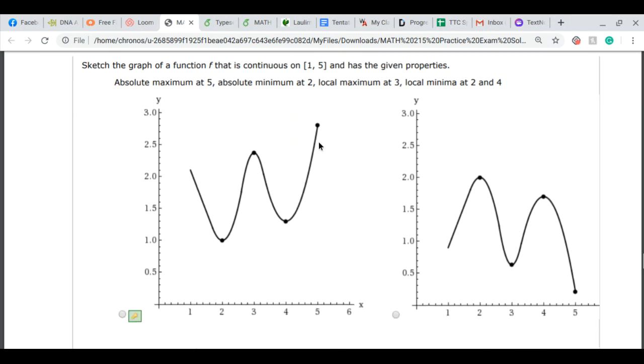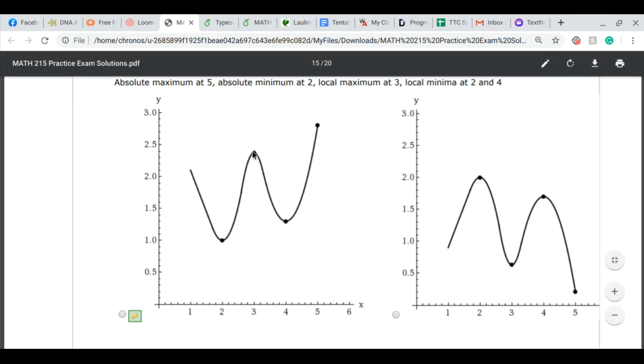So absolute max here, highest value. Absolute min at 2. Local max at 3. Local, top of a hill. Bottom of valley at 4. So local minima, 2 and 4. Those are bottoms of valleys. Local maximum at 3, top of a hill.